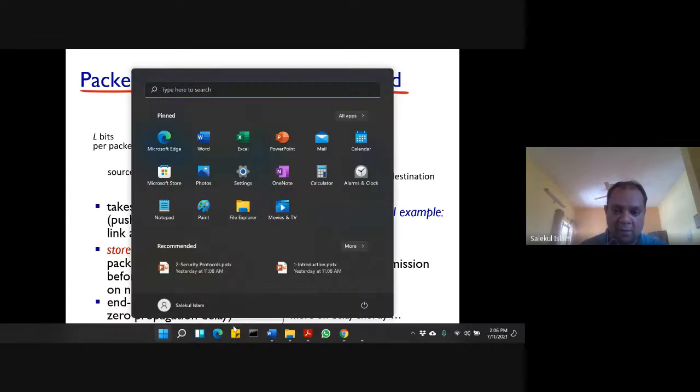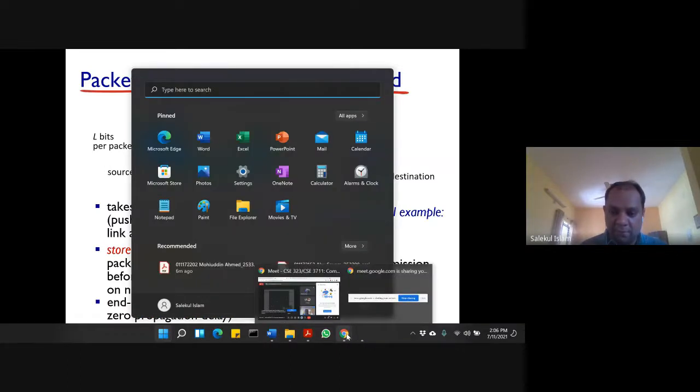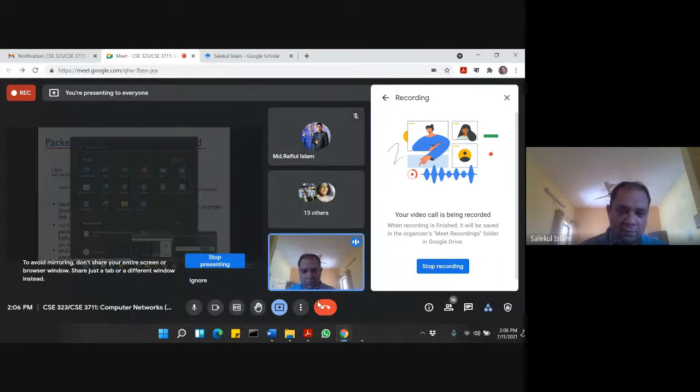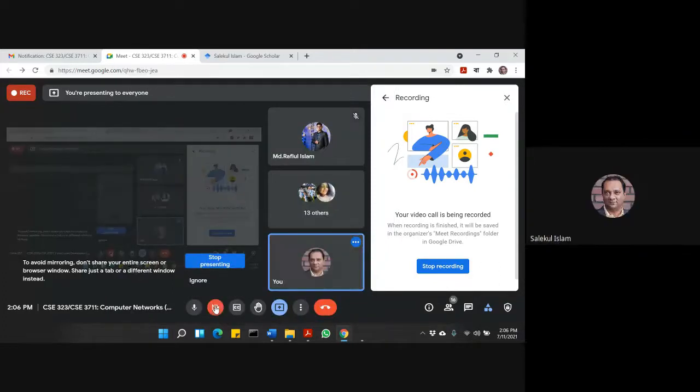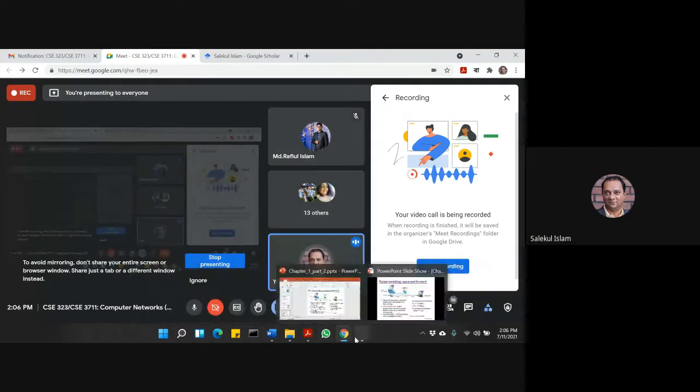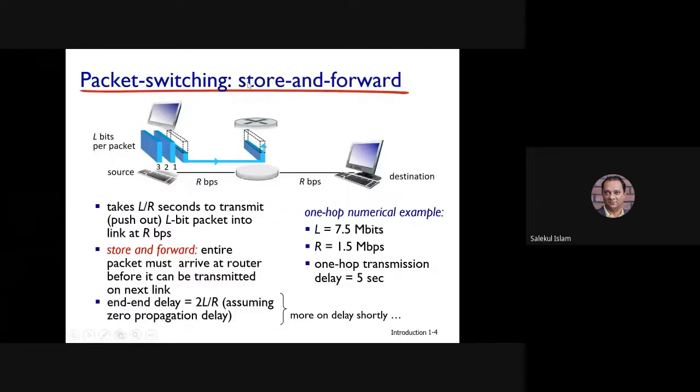So this is the way it works, and that's why this is known as store and then forward. So store first and then forward. That means they cannot do it simultaneously, like they are receiving 50% of the packet and they are starting to forward the packet. It's not possible.